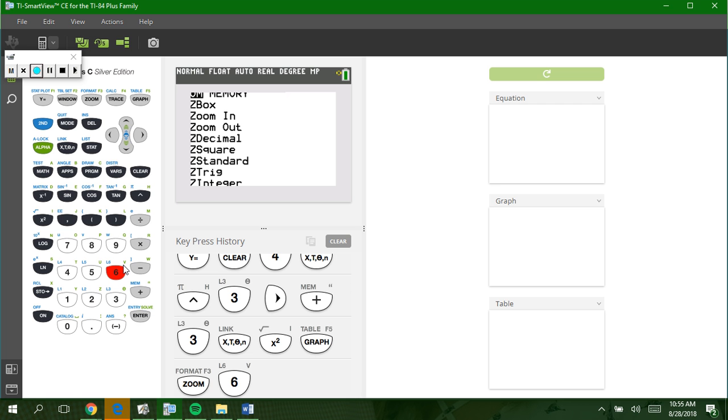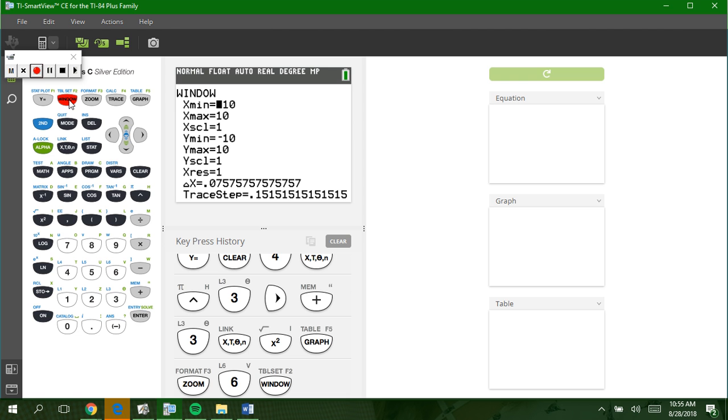Very hard to see, so maybe we want to modify our window. I'm going to hit my window, because we're on our standard window, which went negative 10 to 10, and negative 10 to 10. Make sense? Now, is every graph visible off of a standard window? No. So we might have to adjust it, right? So that's what we're going to be doing now.